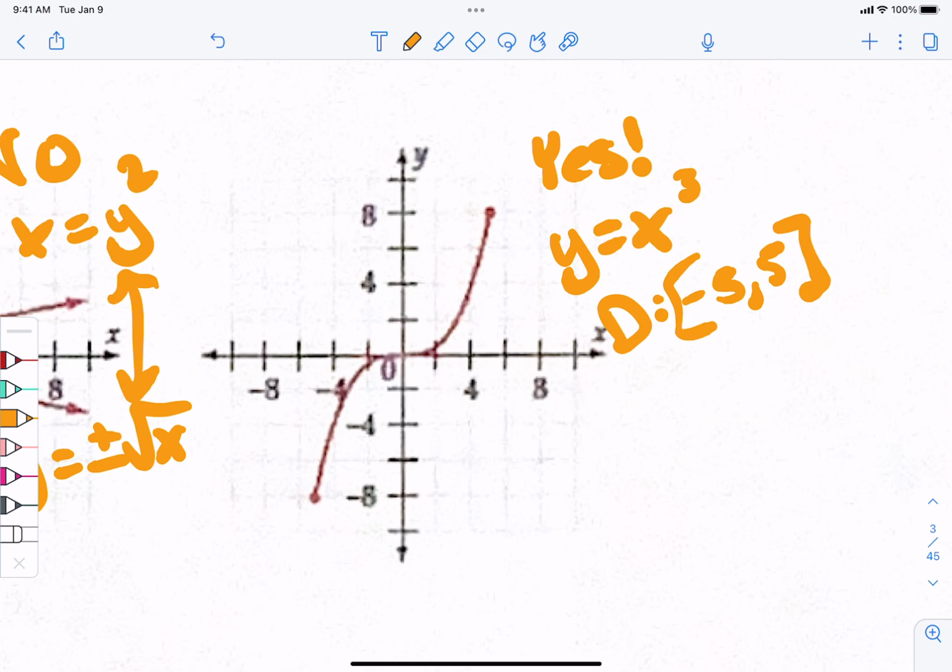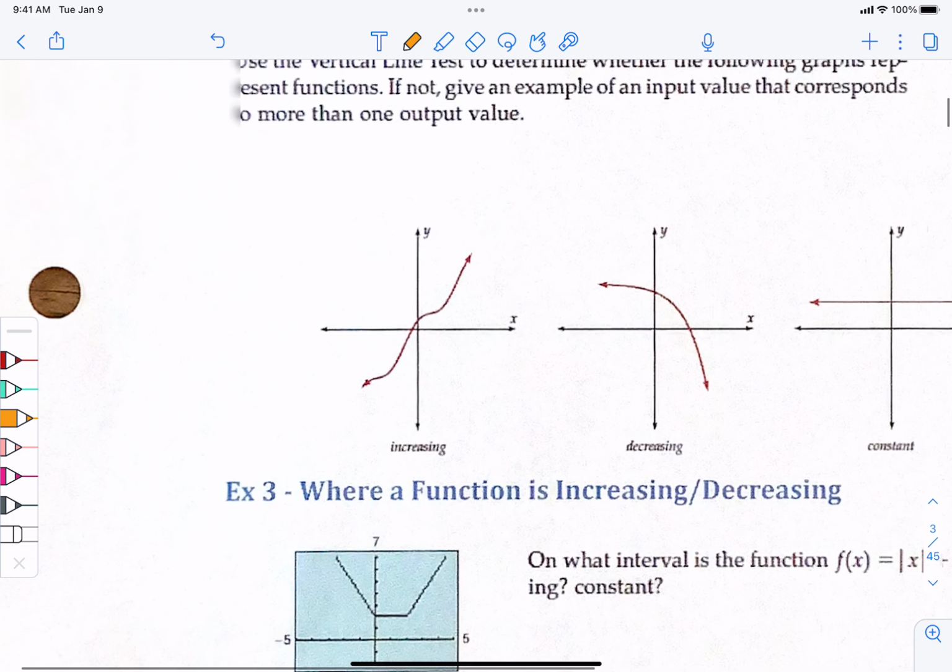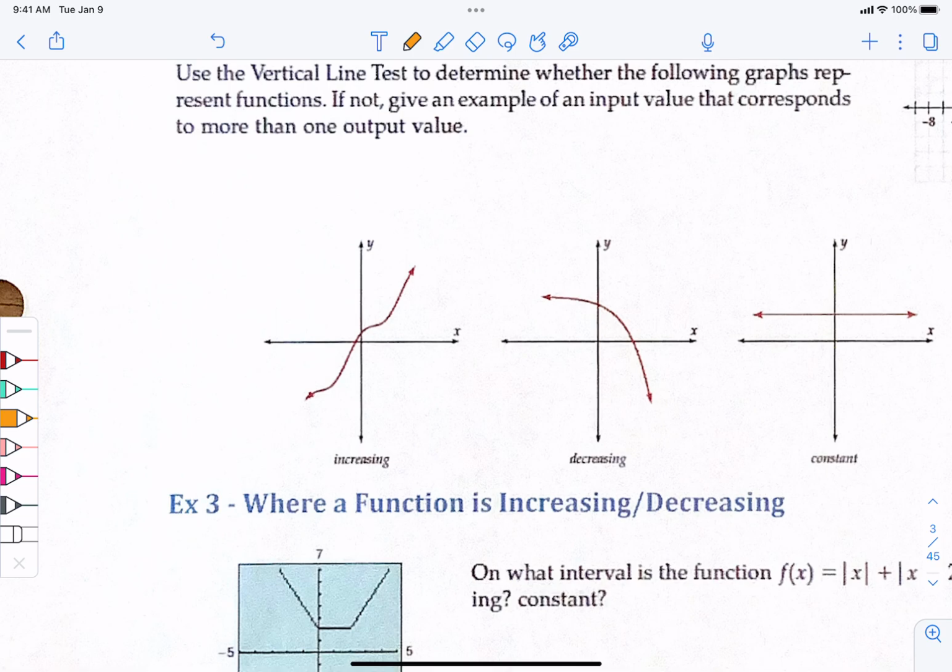Make sense? Those things matter. Or a range from negative 8 to 8, right? Okay, but it is still the graph of x to the 3rd power. All right, so let's talk about increasing, decreasing, constant.